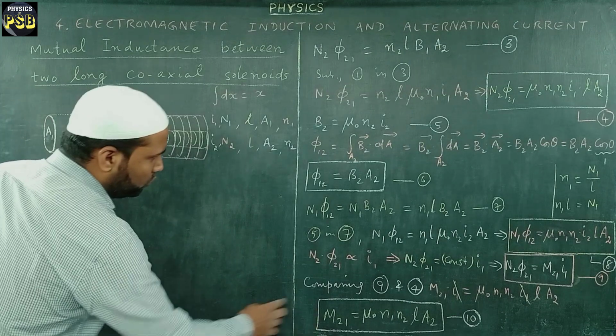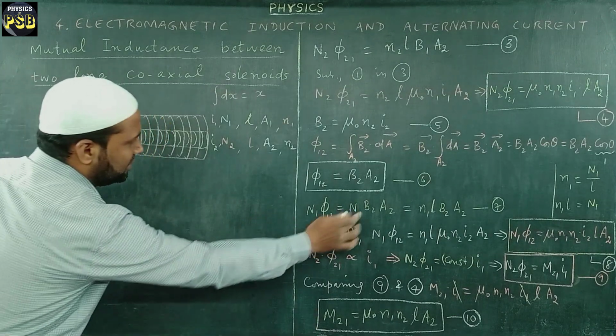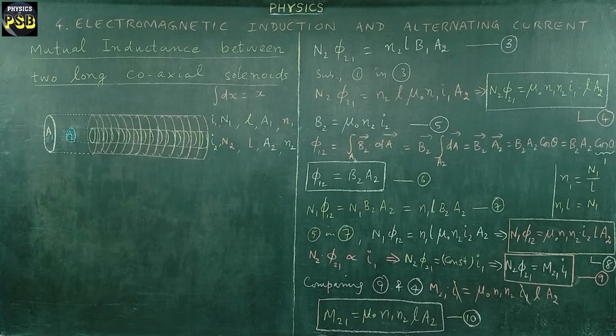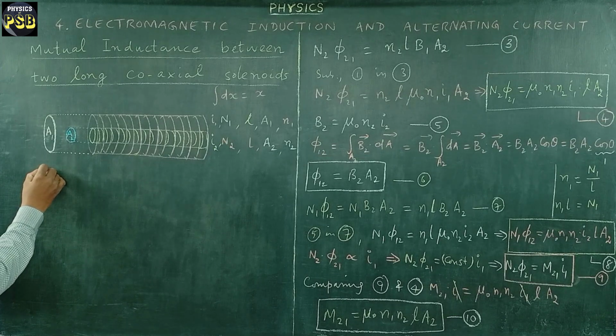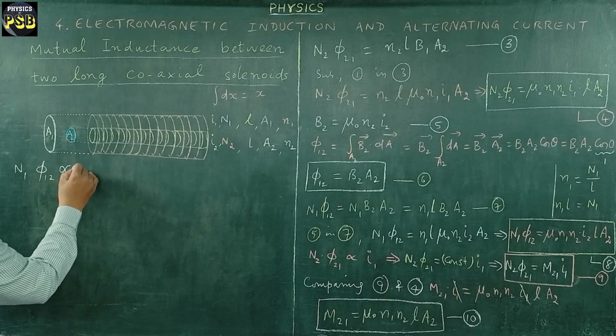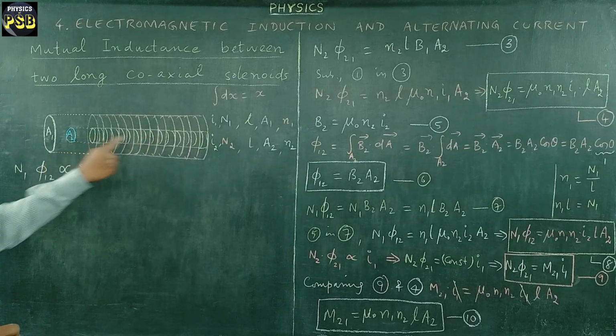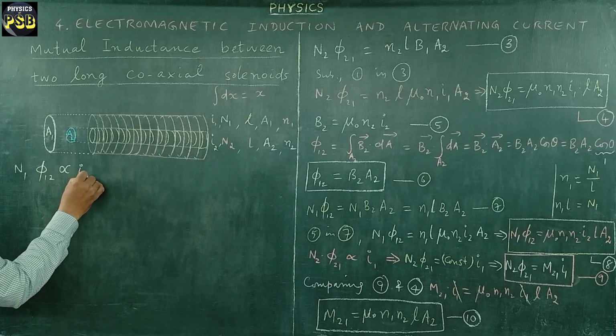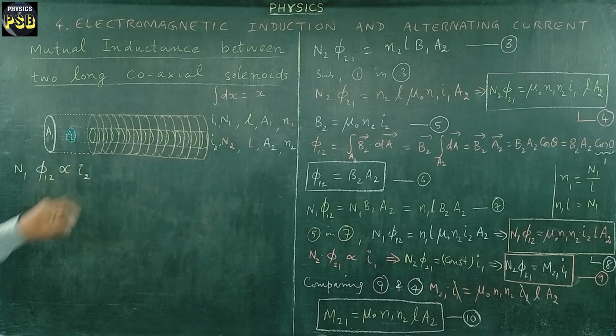To get the value of M12, I follow the same method. So the total magnetic flux linked with solenoid 1 with the flow of current in solenoid 2 is nothing but N1 φ12, and it is found to be directly proportional to the current flowing through solenoid 2. So N1 φ12 is directly proportional to I2.